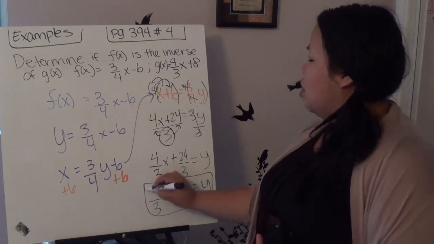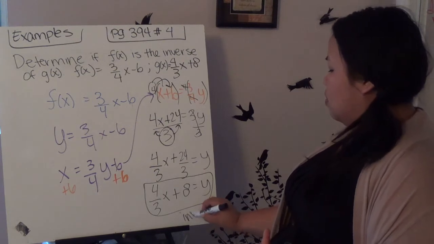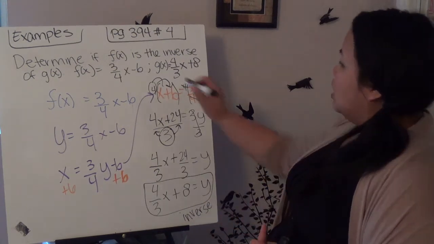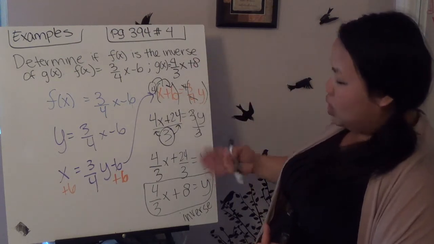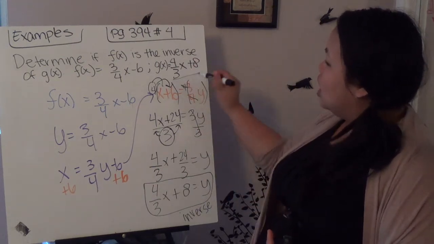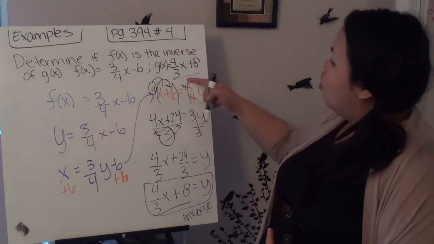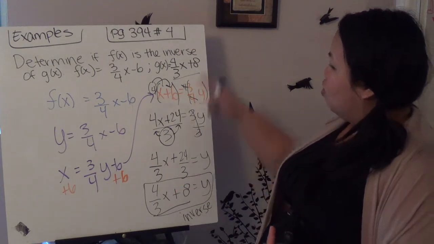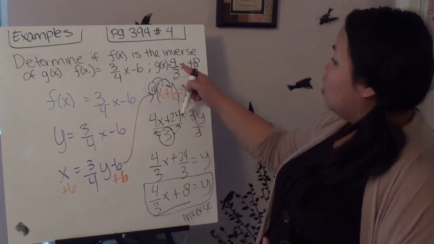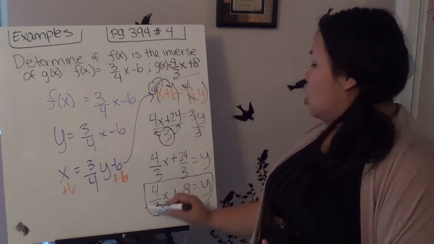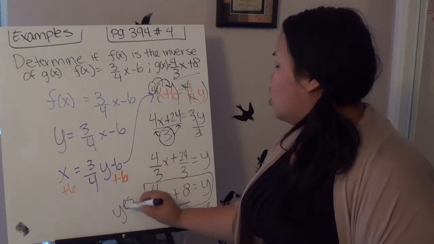So this is my inverse. And since g of x is the same thing as y, I have the same equation. Even though this is on this side, it doesn't really matter, as long as this matches with this: 4/3 x plus 8, once I find my inverse. So the inverse does match this, because g of x is also y. So yes, they are inverses of each other.